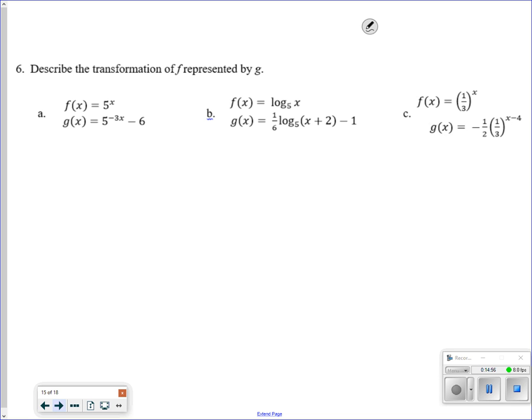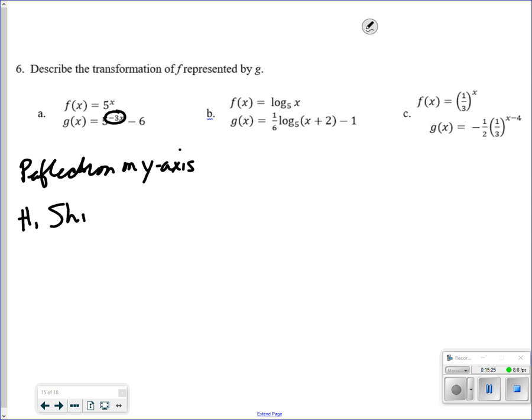Describe the transformation. Basically they want me to say what happened from one function to the other. So f of x is equal to 5 raised to the x power. G of x is 5 raised to the negative 3x minus 6. There are two things that happened there. There's a negative sign, and then they replaced x with 3x. So we're talking about a reflection on the y-axis, because that gets you the negative. Then you're talking about a horizontal shrink by a third, because that replaced x with 3x. And now you're talking about a translation down 6, and that would get you the minus 6 at the end.